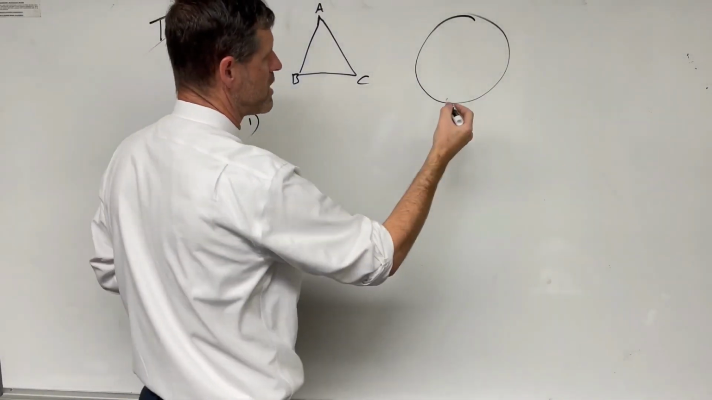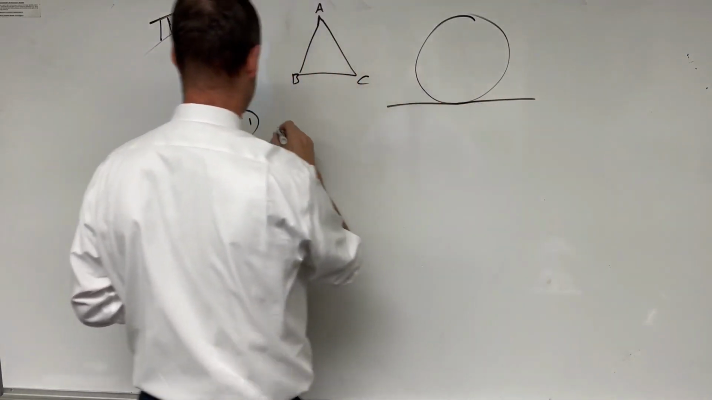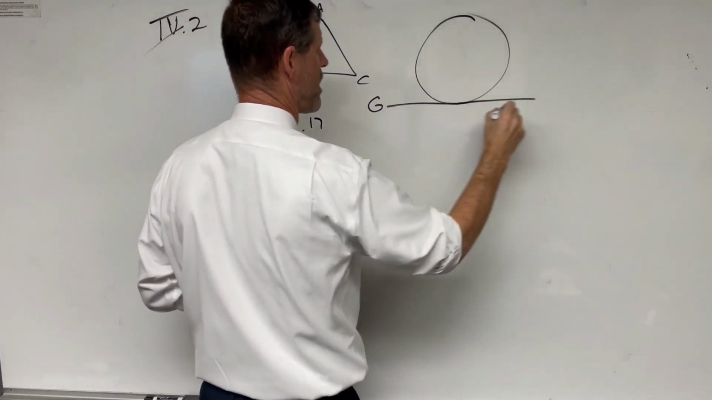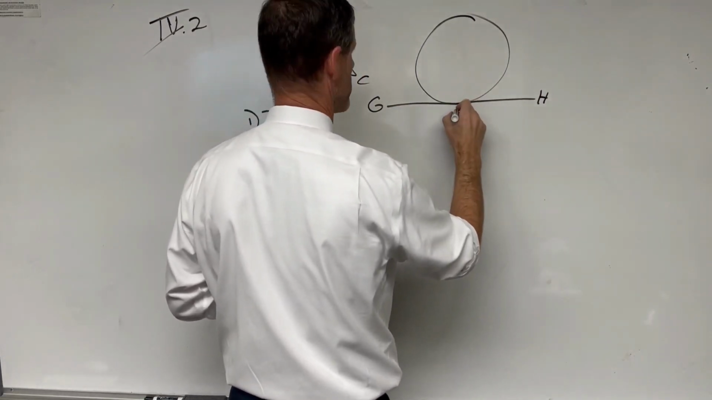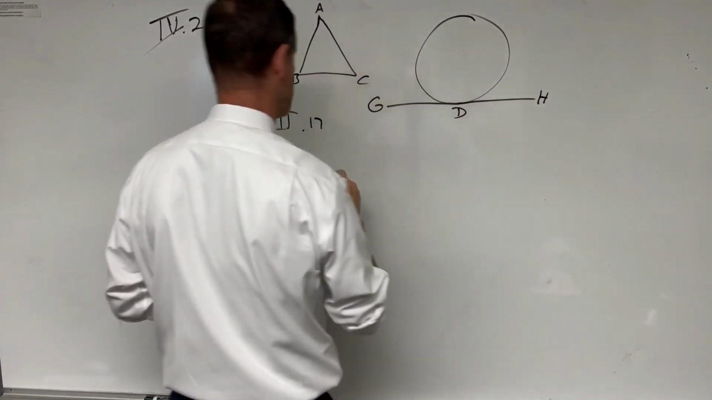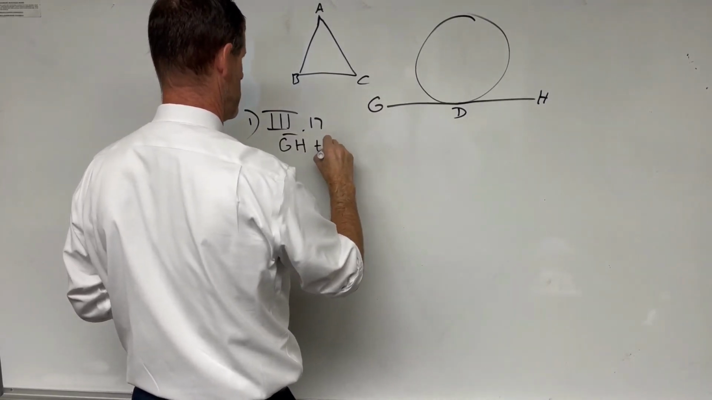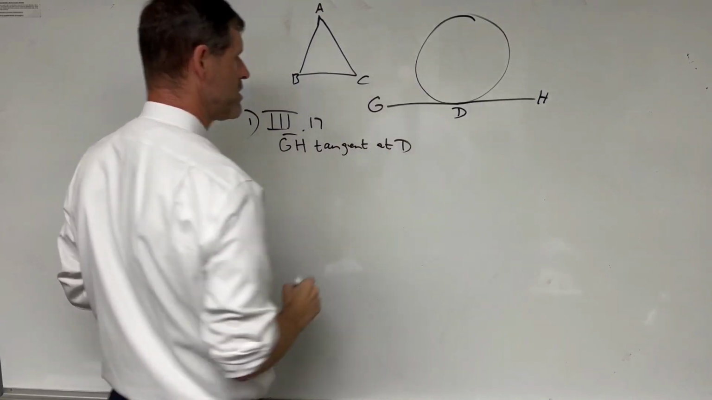First step, he uses proposition 17 of Book 3 to create a line GH that is tangent to the given circle at point D. Line GH tangent at D.